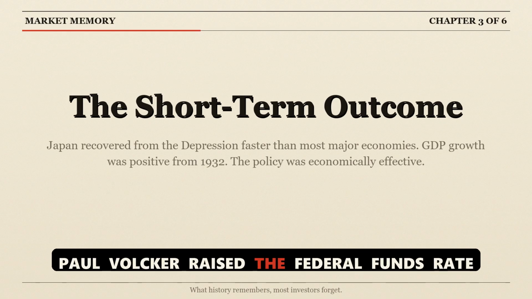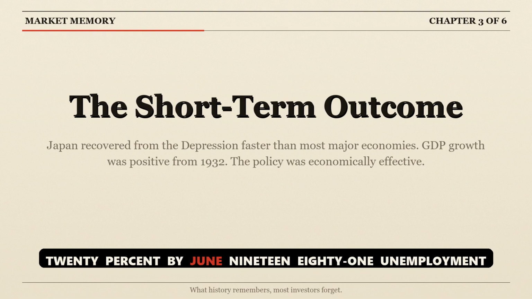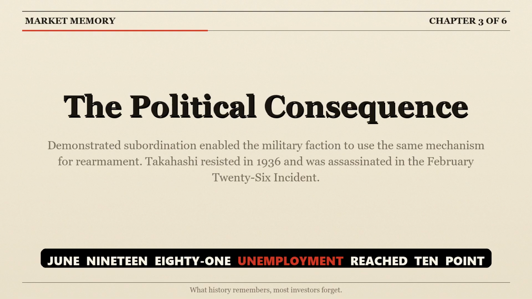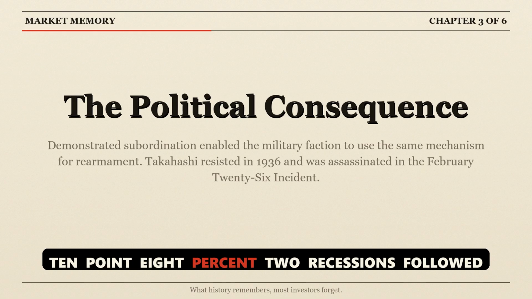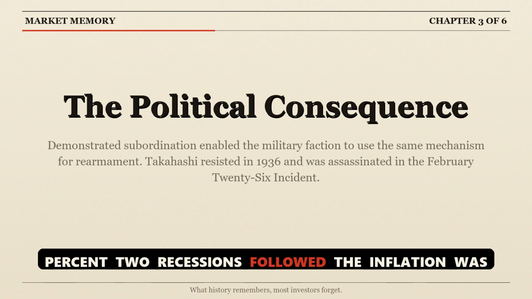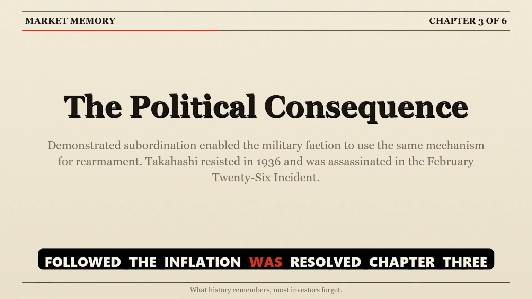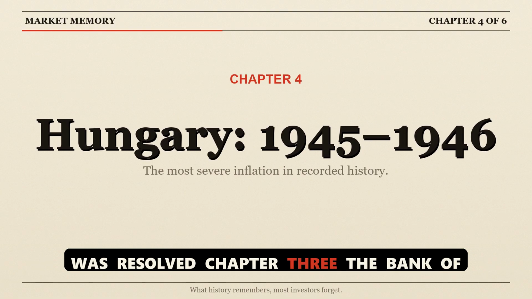Paul Volcker raised the federal funds rate to 20% by June 1981. Unemployment reached 10.8%. 2 recessions followed. The inflation was resolved.